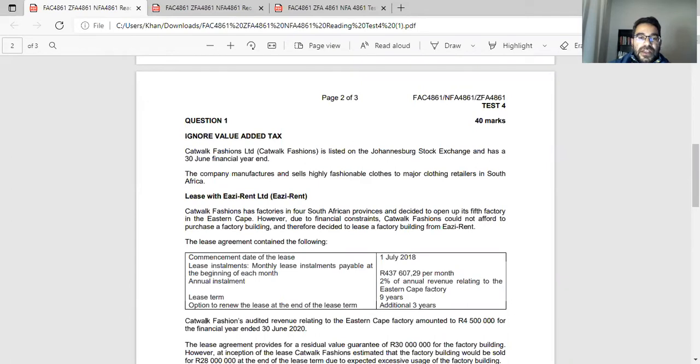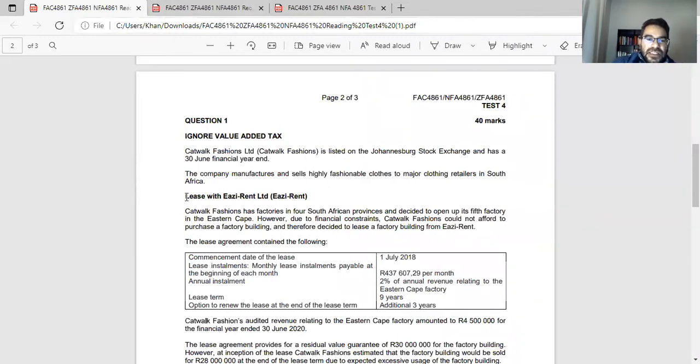And then the second paragraph, you can understand that the company manufactures and sells highly fashionable clothes to major clothing retailers in South Africa. Remember, it's important to identify what the company is doing. So what you must know is that anything that they manufacture and sell, what they manufacture would be inventory, and what they sell would be the revenue.